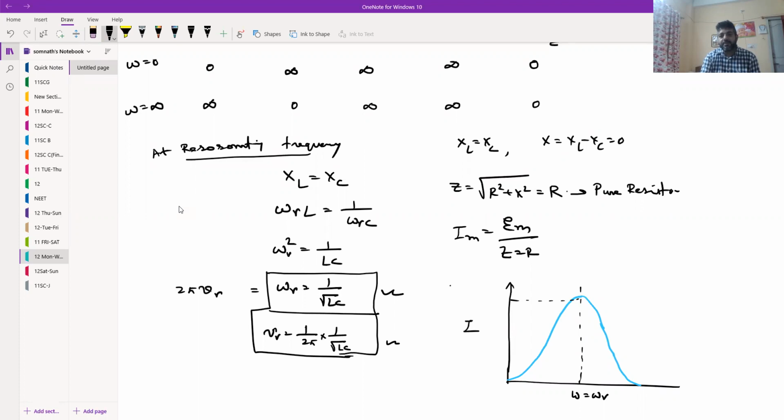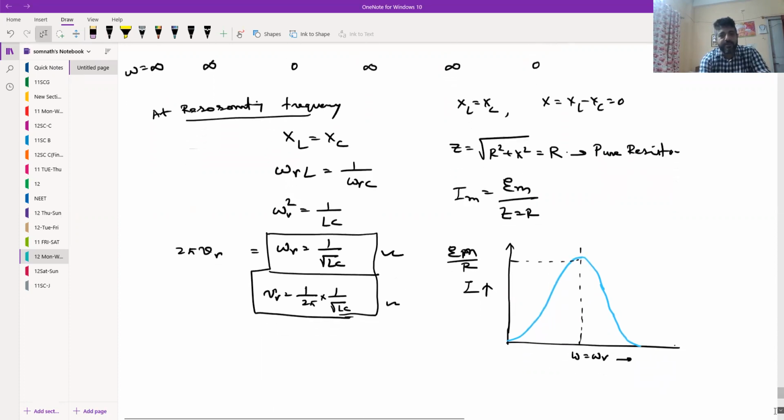So this is my EMF, E maximum value by R. Yes or no? Current. Yes or no? And that's why this current is a very controllable current, because it's not infinity.